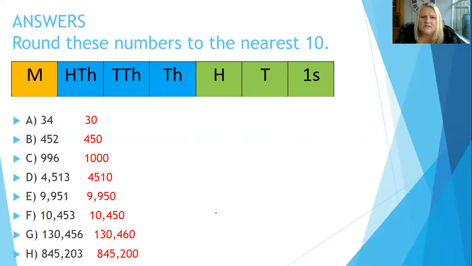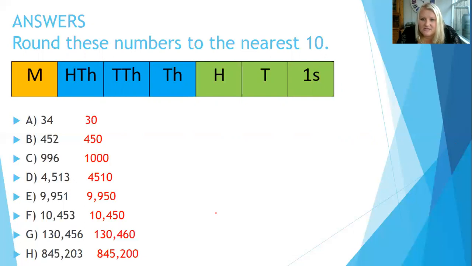So 34 rounded to the nearest 10 was 30. 452 rounded to the nearest 10 was 450. 996 rounded to the nearest 10 was 1,000, it rounded up. 4,513 rounded down to 4,510. 9,951 rounded down to 9,950. 10,453 also rounded down to 10,450. 130,456 rounded up to 130,460. And 845,203 rounded down to 845,200.